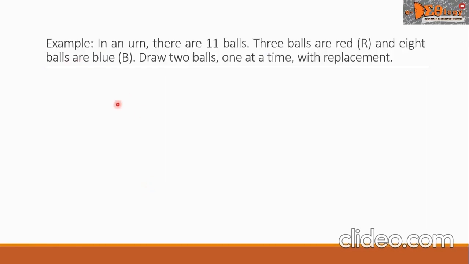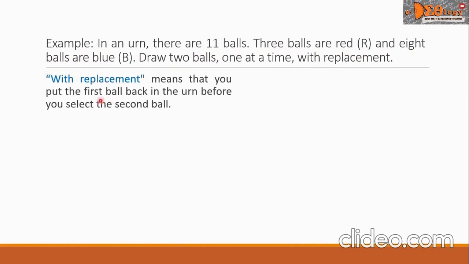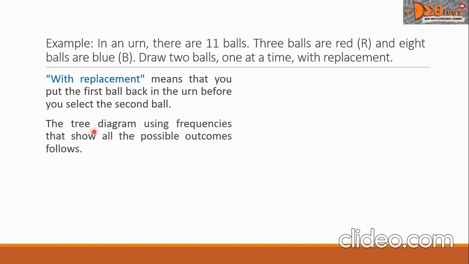Let us have an example. In an urn, there are 11 balls. 3 balls are red, denoted by R, and 8 balls are blue, denoted by B. Draw 2 balls, one at a time, with replacement. With replacement means that you put the first ball back in the urn before you select the second ball. The tree diagram using frequencies that show all the possible outcomes follows.